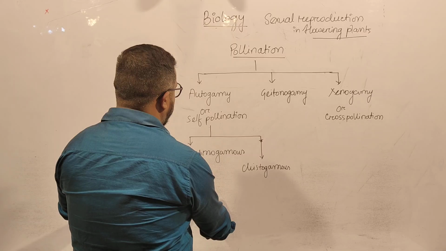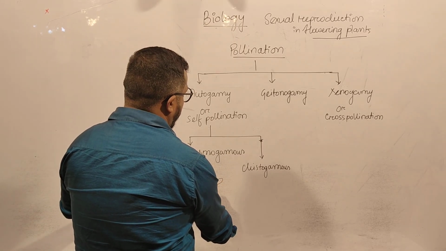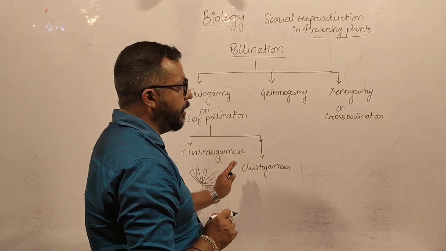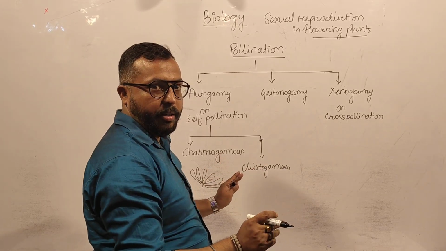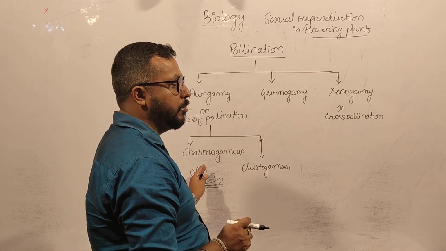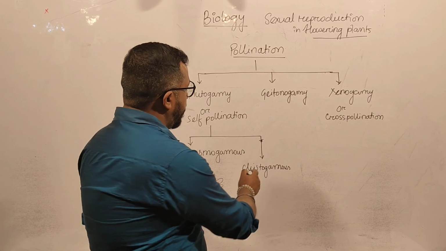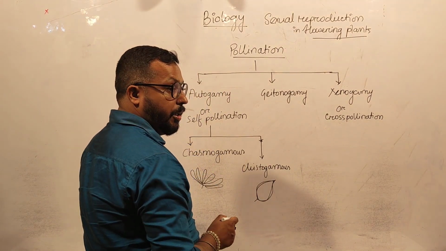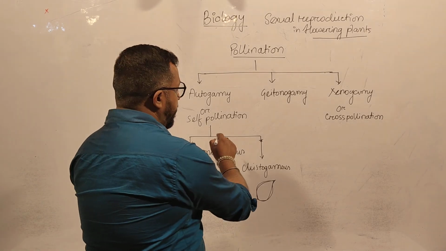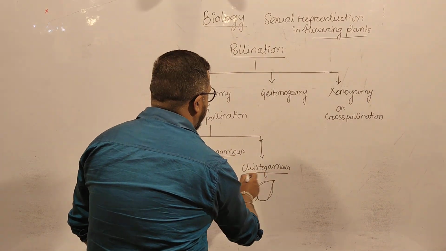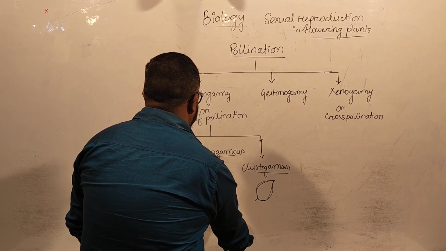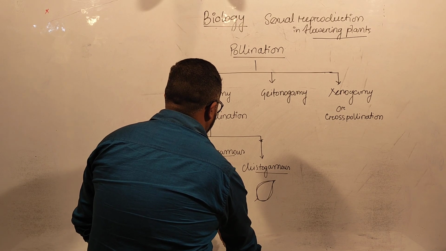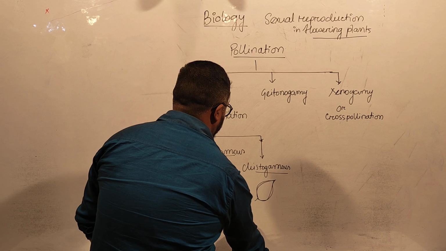What is a chasmogamous flower? A chasmogamous flower is a normal flower where the anther, pollen, pistil, everything is open, and there is scope for cross pollination also. But the cleistogamous flower is the closed one where the pollen and the pistil are enclosed, and thus only self-pollination will take place. These flowers are mostly seen in plants like oxalis, viola, commelina, etc.